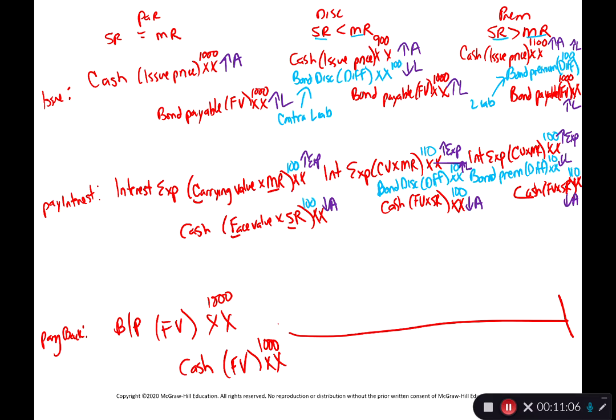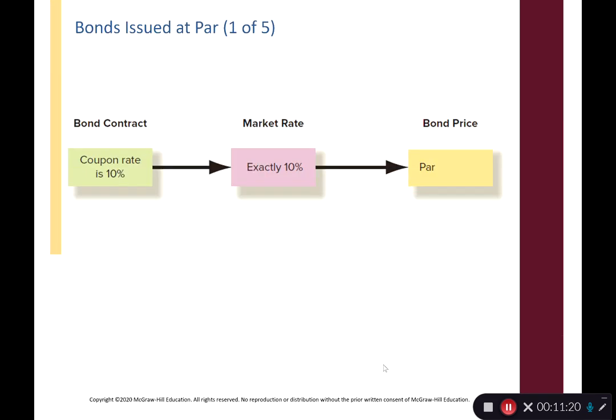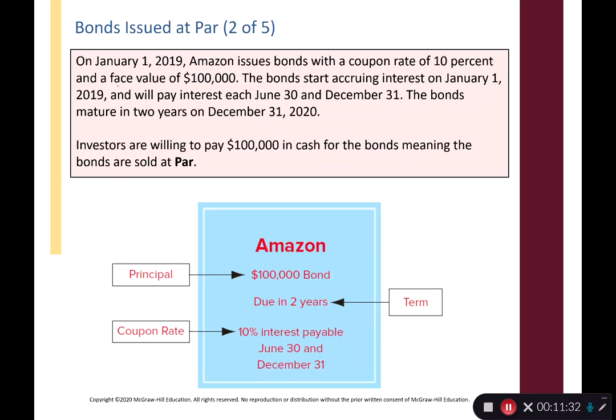In the next segment, we're going to go through and apply these concepts to each of the different types of bonds. And we'll start with a bond issued at par. So when a bond is issued at par, that happens when the bond contract rate, which is the stated rate, equals the market rate. And then if that happens, it's the easiest scenario because there is no discount or premium that we need to account for.